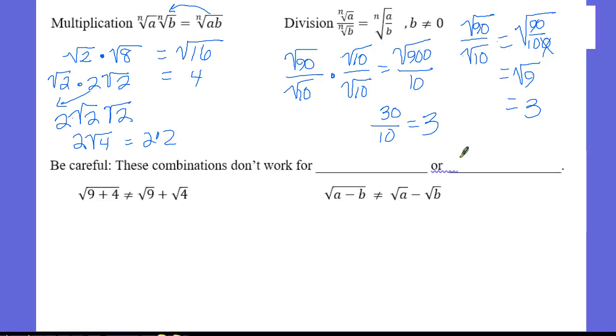So again, I hope I've emphasized it enough. You have to stop and analyze the problem and make a decision. What should I do before I begin? Okay, be careful. These combinations don't work for addition or subtraction. Fill in the blanks. They do not work for addition or subtraction. These combinations only work for multiplication and division.